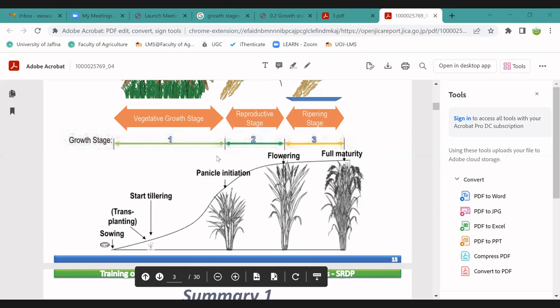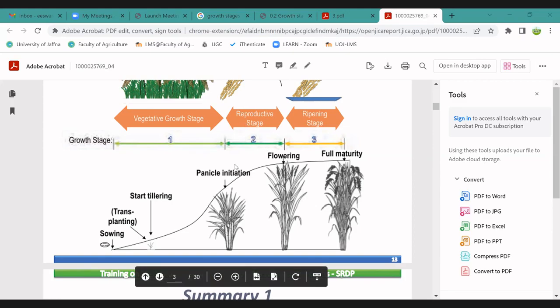The rest, the vegetative stage, depends on the duration of that particular variety. For example, if it is a 3 month variety, your vegetative growth stage is going to take 1 month. So what is variable is the vegetative growth stage depending on the variety. For most of the varieties we grow in the dry zone of Sri Lanka, the second and third stages are kind of fixed, each taking 1 month. From panicle initiation to full maturity, as one of the students correctly mentioned, it takes 2 months.